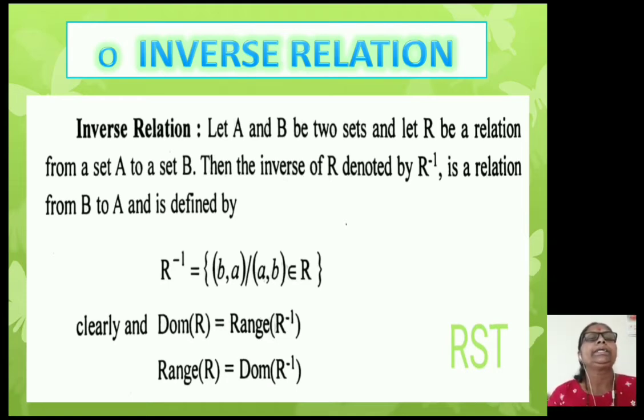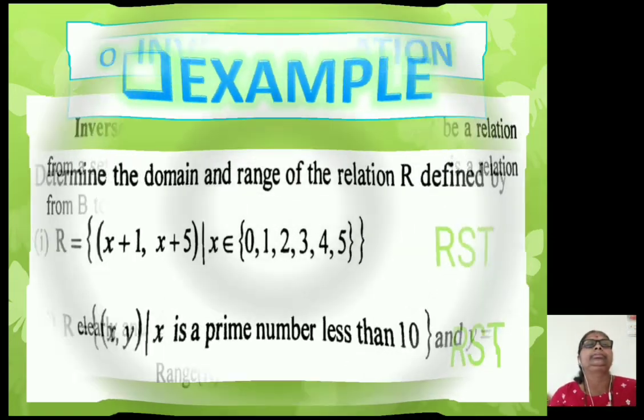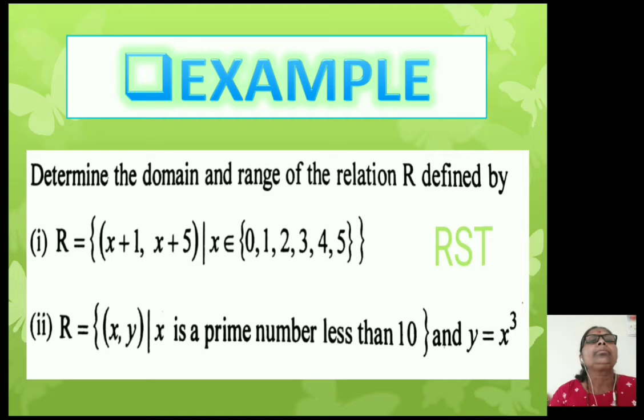That means we can consider one example. Determine the domain and range of the relation defined by, first, R is defined as the set of ordered pairs (x + 1, x + 5) such that x belongs to the set {0, 1, 2, 3, 4, 5}. And the second relation we have to consider is R equal to the set of all ordered pairs (x, y) such that x is a prime number less than 10 and y equals x cube.